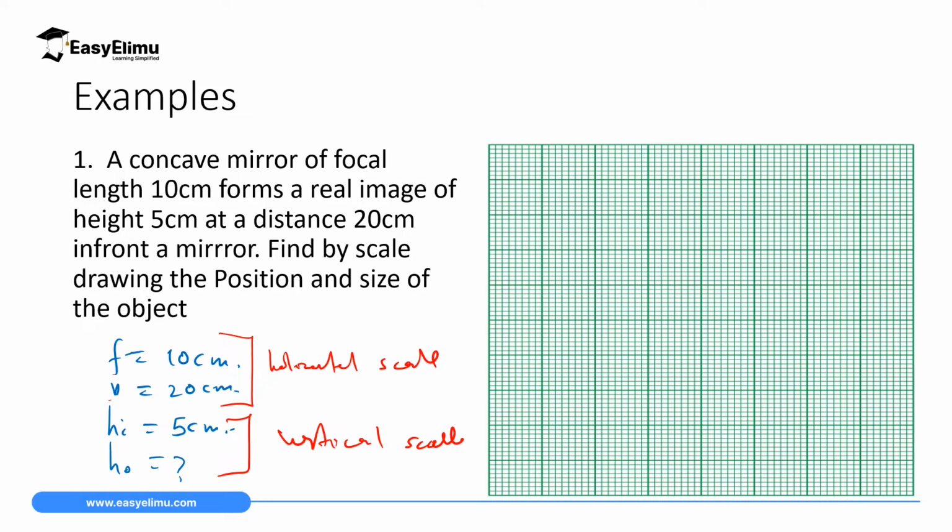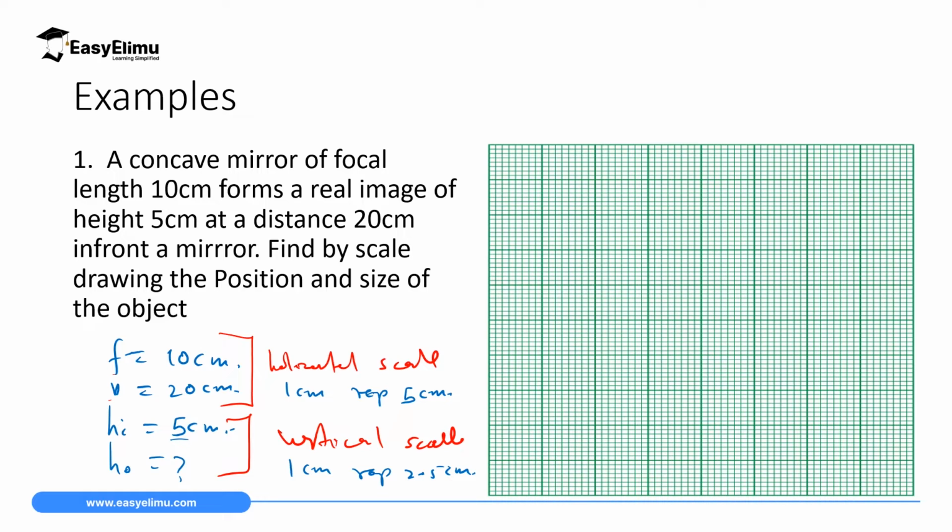So here we can use a scale like 1 centimeter on the horizontal scale will represent 5 centimeter. Then on a vertical scale, we have the maximum as 5, and we don't know the height of the object. So in this case, we can use 1 centimeter to represent 2.5 centimeter on the vertical scale.